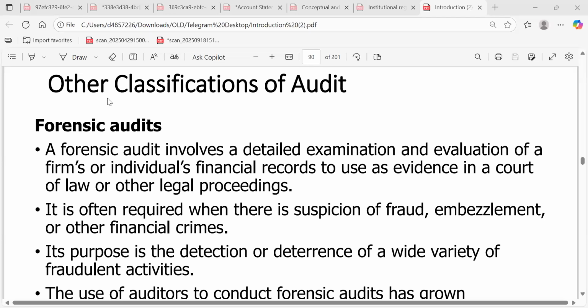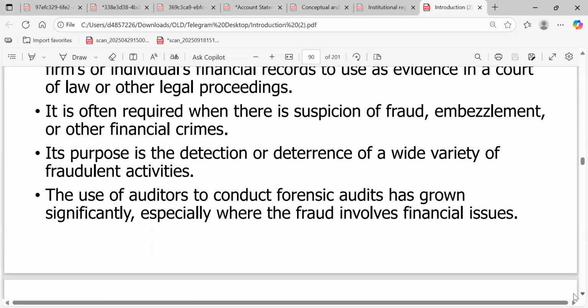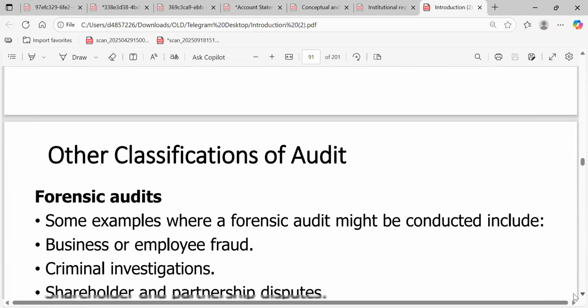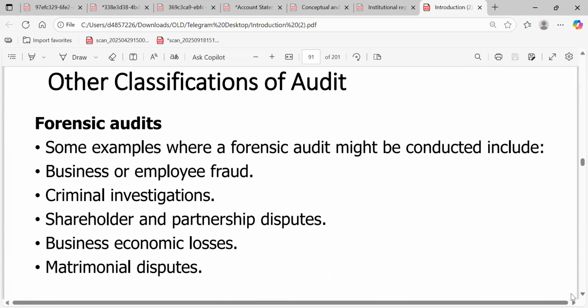So in the forensic audit, the entity will be actually looking for means to detect fraud because there's a suspicion of fraud. So in this case, the auditor will be checking for these things and how to unearth or detect any of these fraudulent activities. So normally a forensic audit is carried out where there's a suspicion of fraud or actual fraud has been committed. So these are some of the areas in which forensic audits can be carried out.